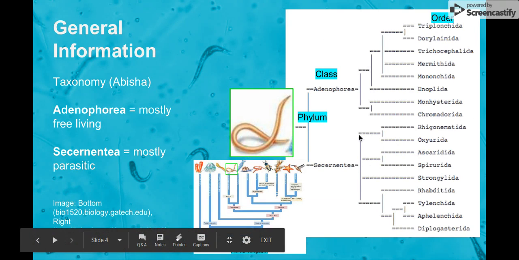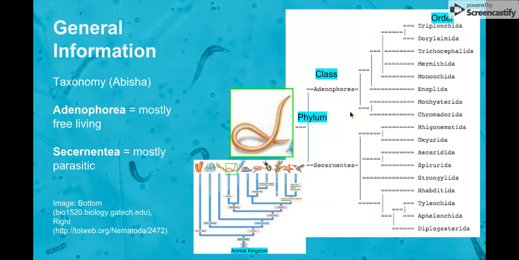And then this figure shows us that there's two main classes. So Adenophorea. So this is primarily the free living nematodes. So they don't need a host. They can just exist, swim around, or do whatever the little roundwormies need to do to be there. And then there is this other one, which is Secernentea, and these are the parasitic worms. So there's going to be more of a focus on these ones.